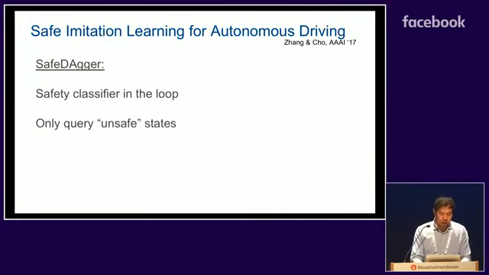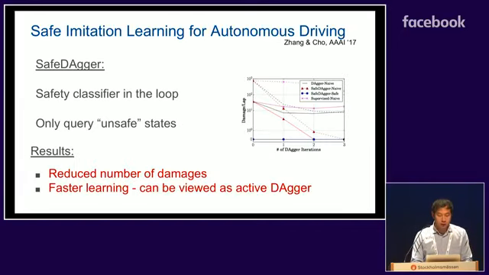And so basically, the authors propose an algorithm called Safe Dagger based on this principle. And the key difference between Safe Dagger and the original Dagger is that we use a safety classifier to decide whether states are unsafe, and then we only query experts at those unsafe states. So we can think of this as an active version of Dagger. The result is that Safe Dagger is able to learn a policy using fewer queries compared to the original Dagger. And also the number of damages during training is much lower compared to both behavior cloning and Dagger.